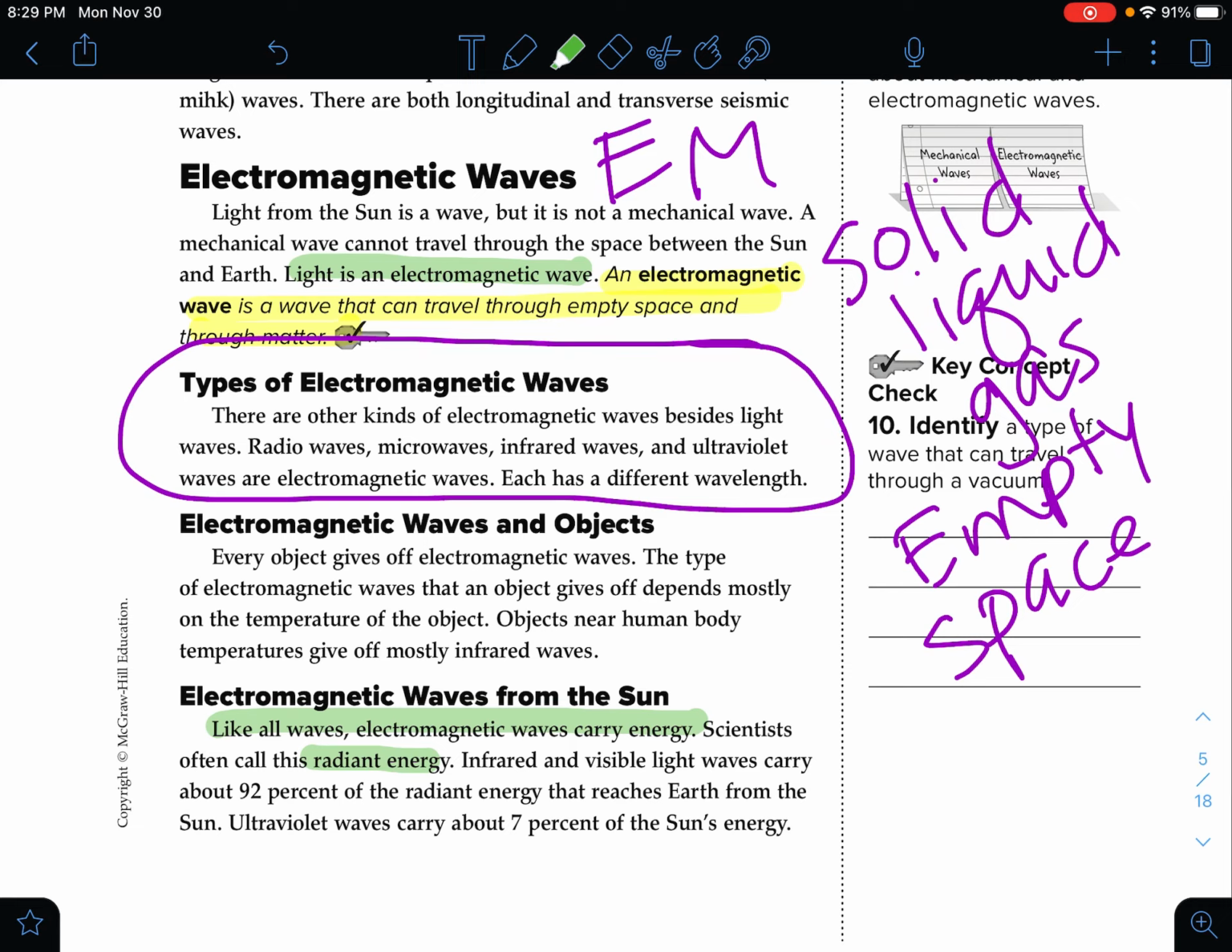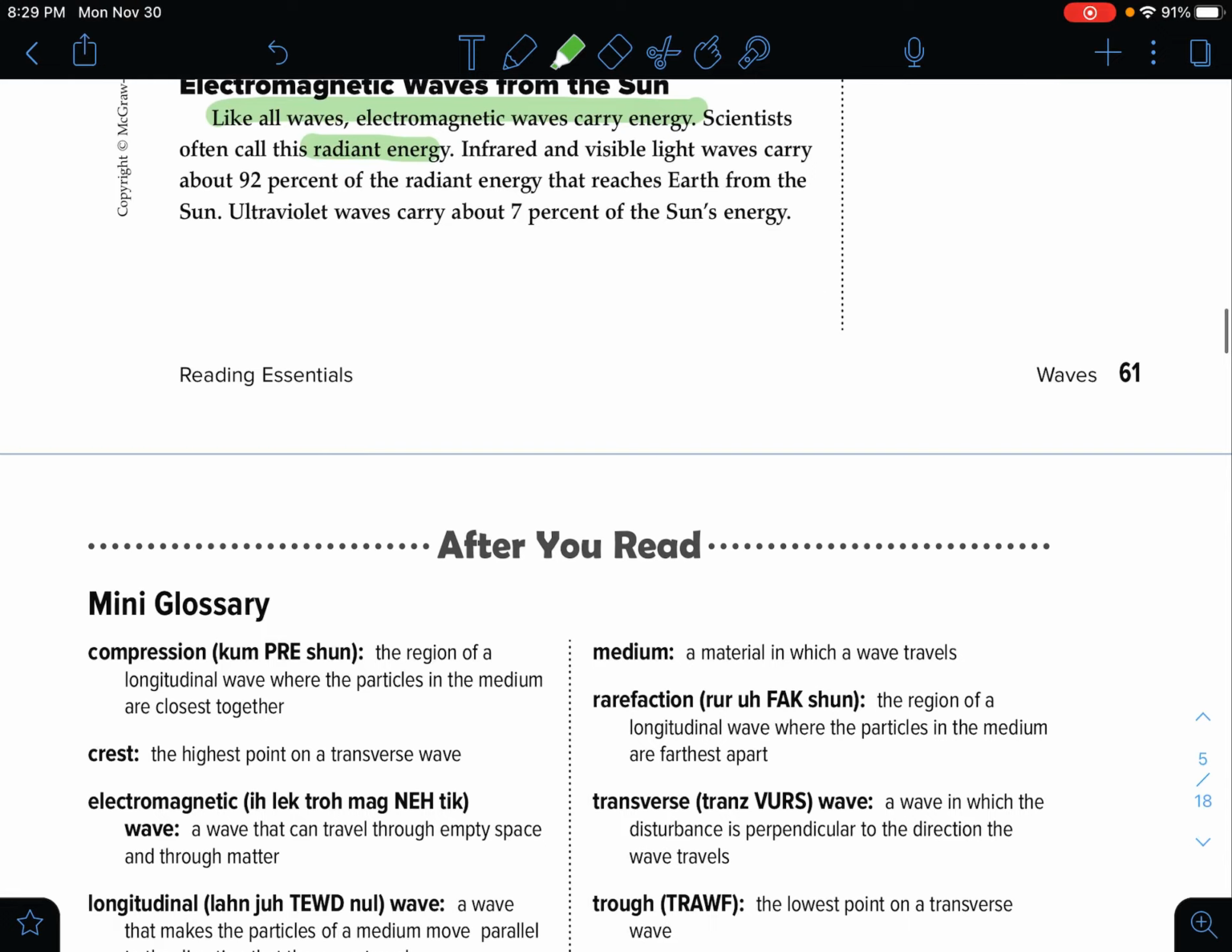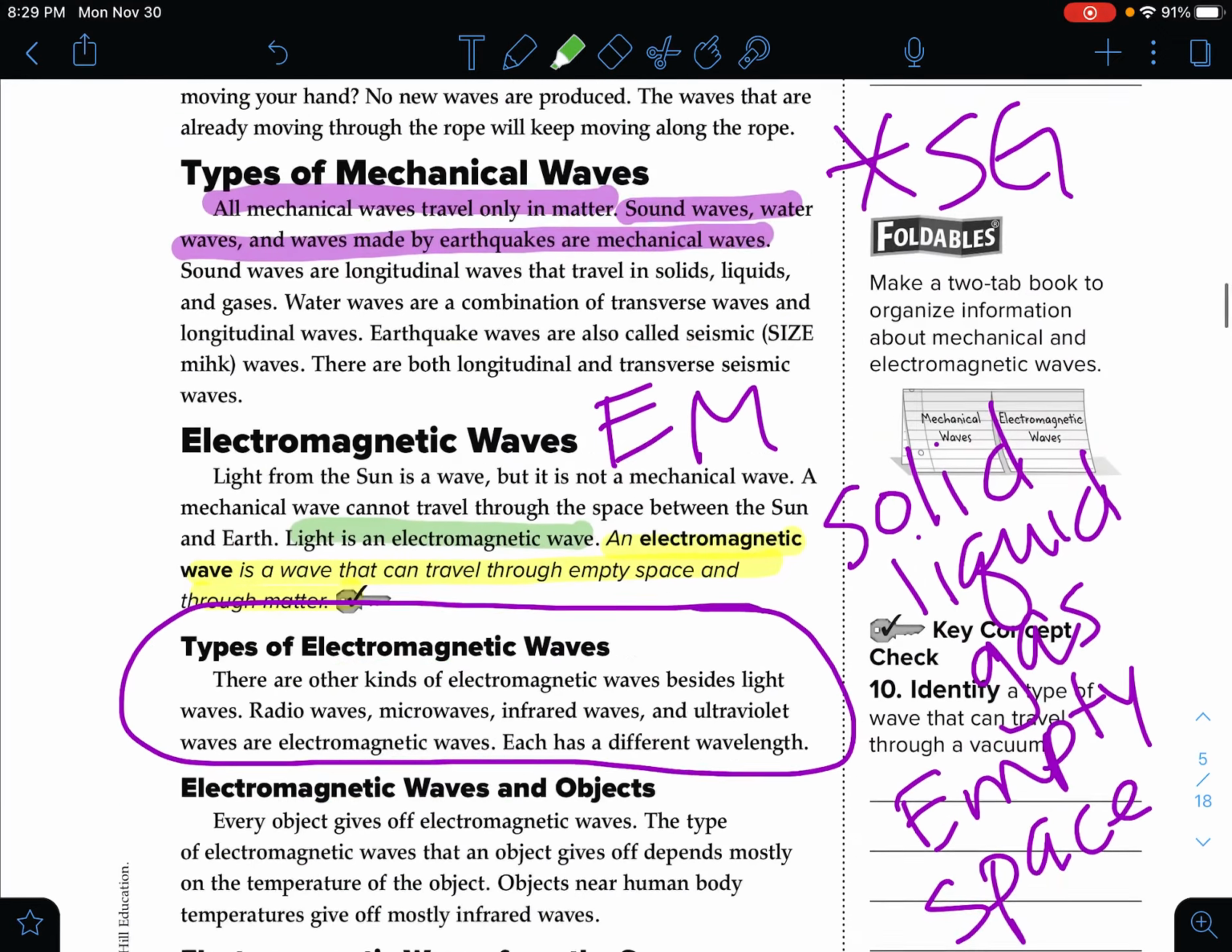So make sure you have everything marked. Now what I want you to do is I want you to work on your vocab. So you are going to work on getting these vocab words done, okay?